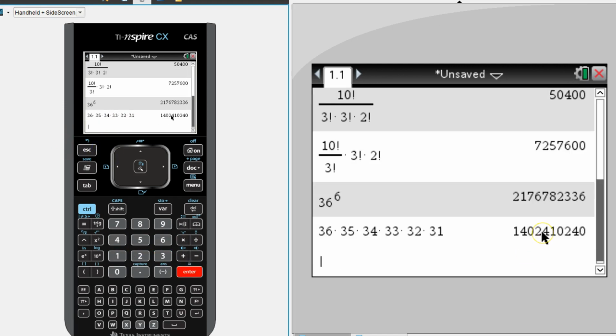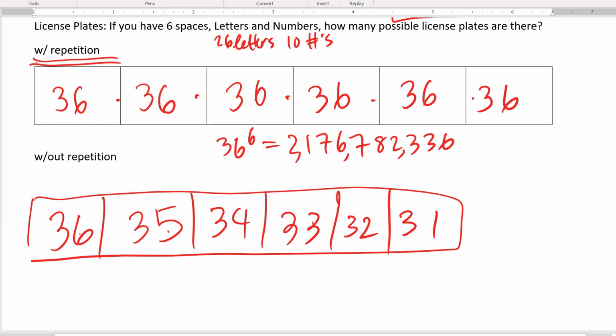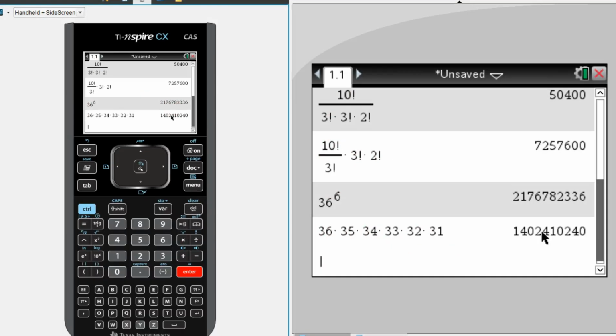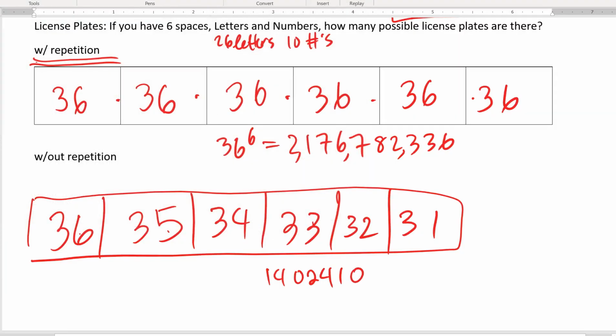And that is 1,402,410,240. So a lot less when we basically don't allow repetition.